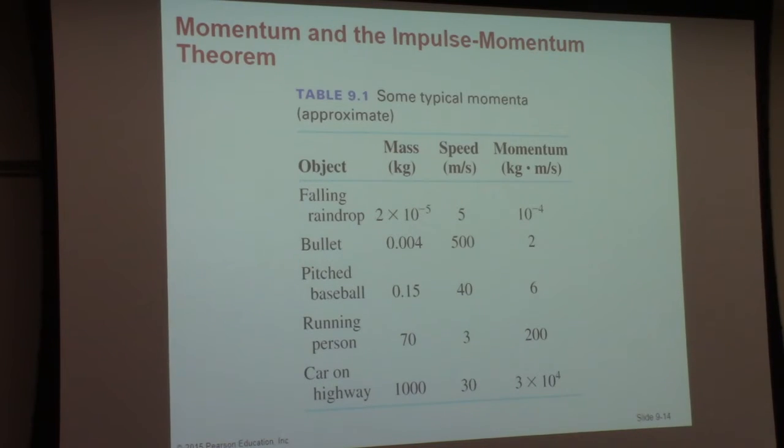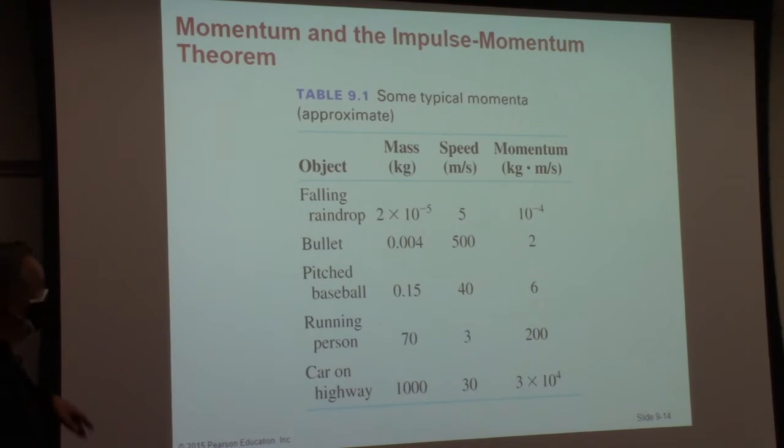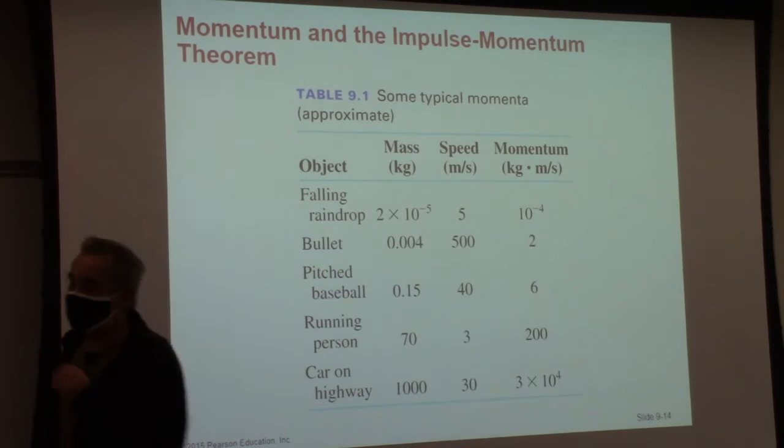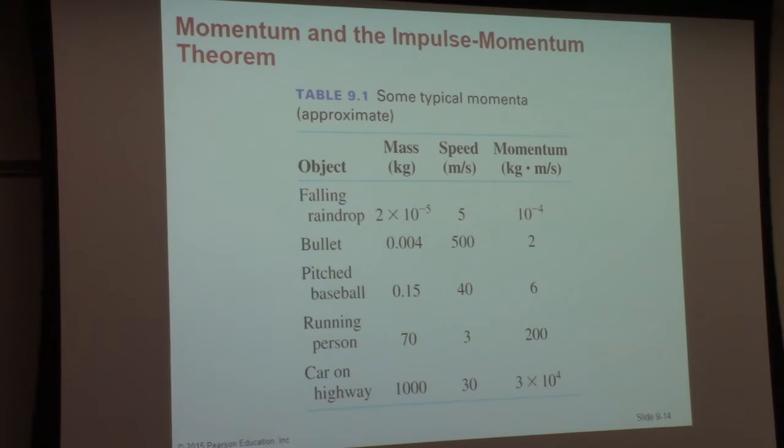A running person, the mass is going up but not moving as fast, 200 kilogram meters per second. Just to give you an idea what these things look like. Car on a highway has a whole bunch, right? Moving fast and has a lot of mass, relatively speaking. So momentum, mass times velocity. Okay, good.